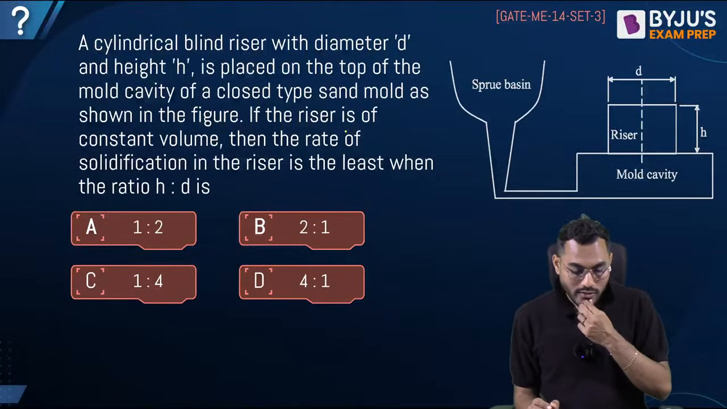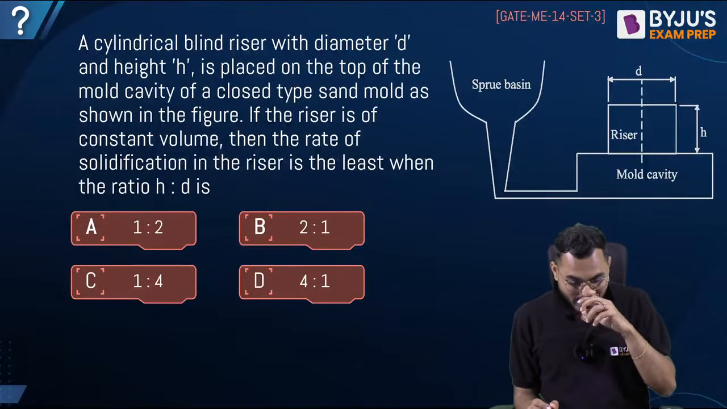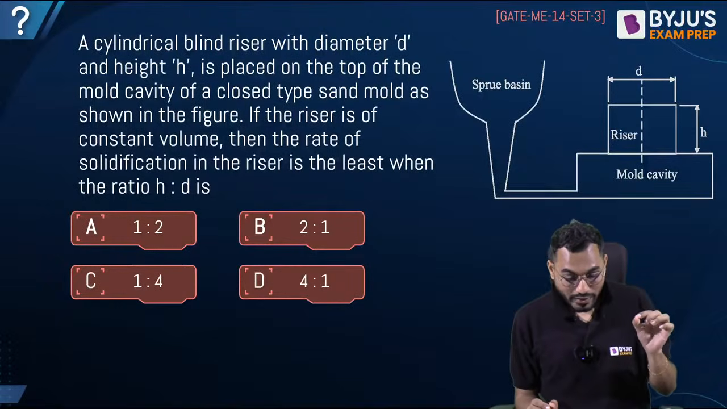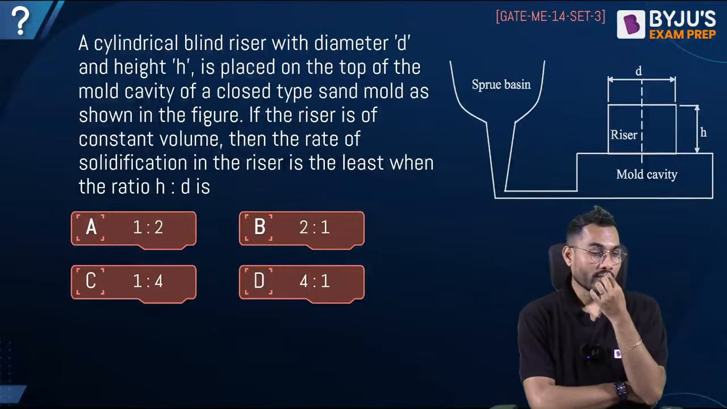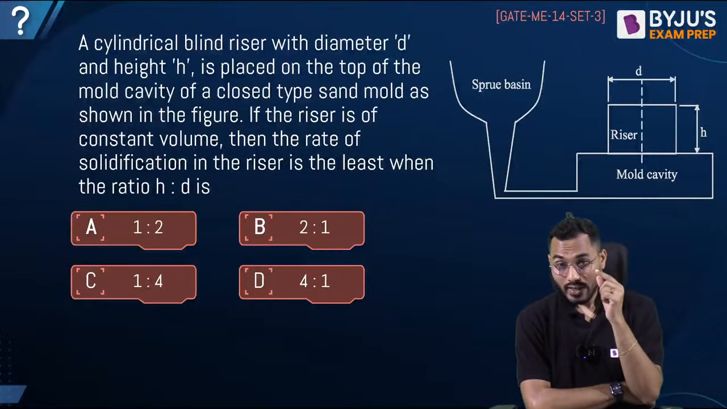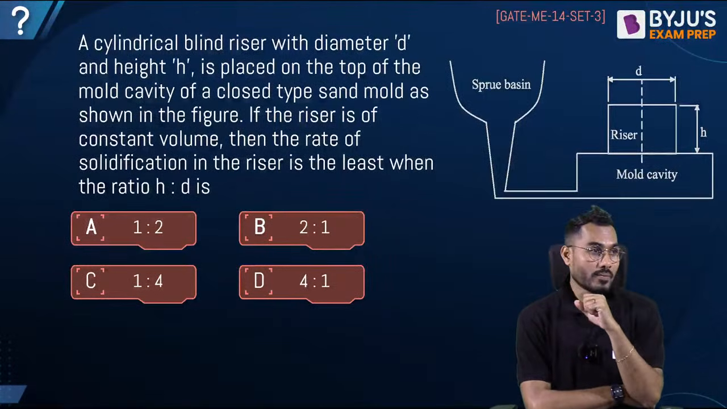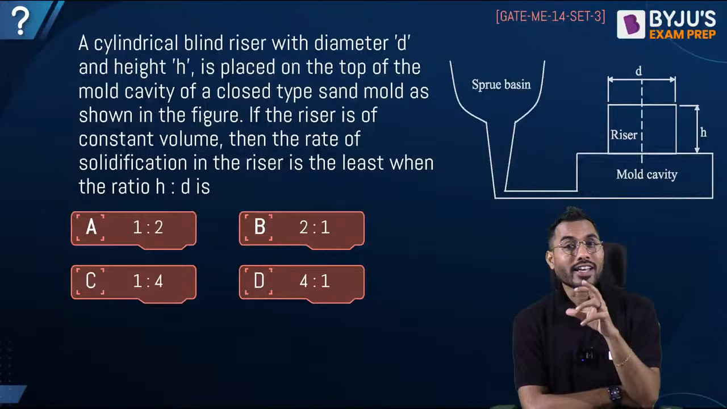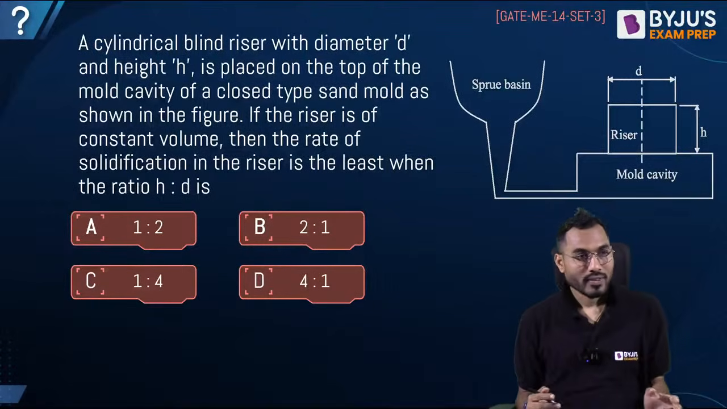If the riser is of constant volume, then the rate of solidification in the riser is the least when the ratio of h by d is what? So what will be the ratio of h by d such that the rate of solidification will be least? And this is a top riser.